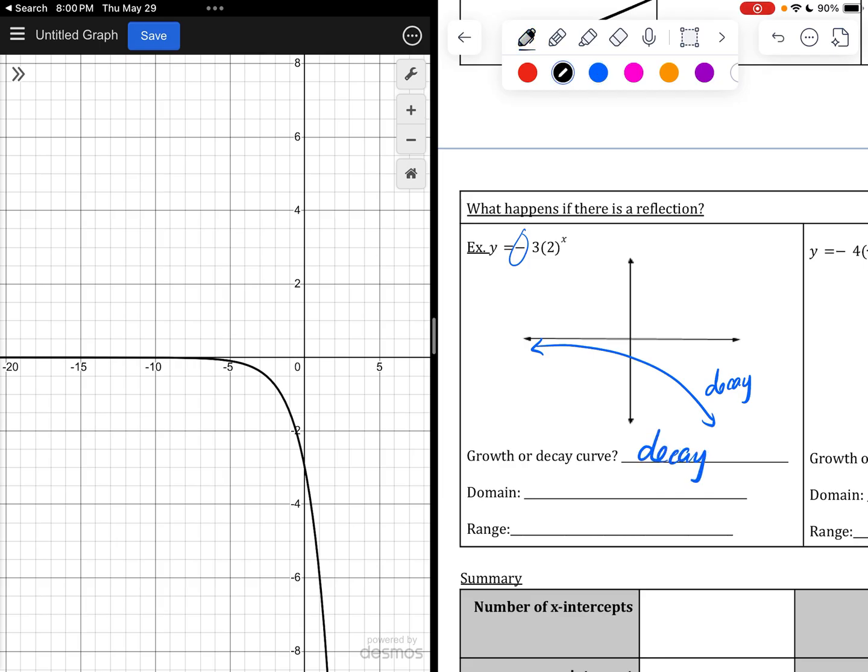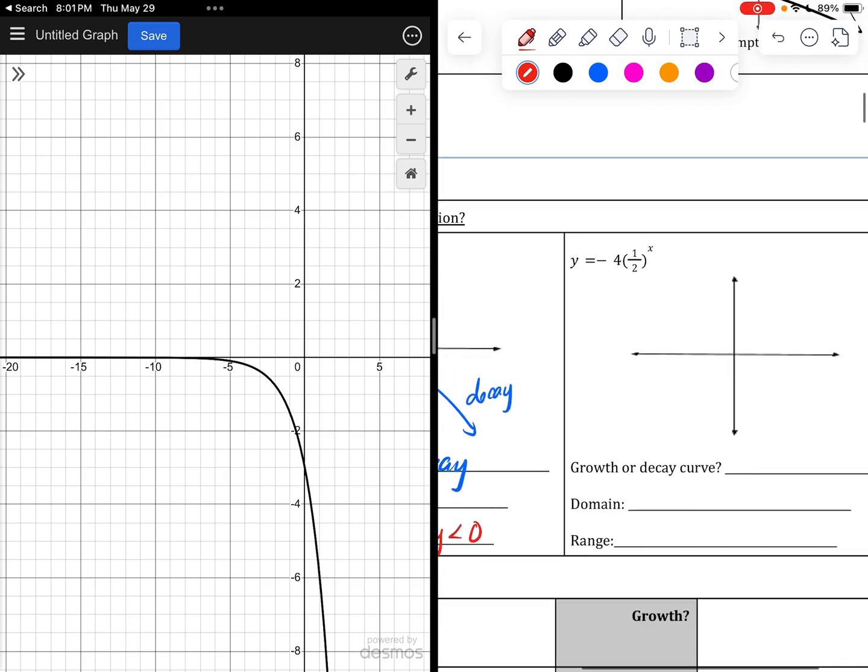So one thing I like to remember is I always look at the base first and I say this is growth. But if I see there's a reflection, then I know it's going to be the opposite of what I think. So it'll become a decay curve. That's only when you see the negative. So in this case, the domain stays the same. We're still going to go negative infinity to infinity. But this time the range starts at really small y values and ends at 0. So I'm going to write either negative infinity to 0, or you can say that the y values are less than 0. Both those mean the same thing.